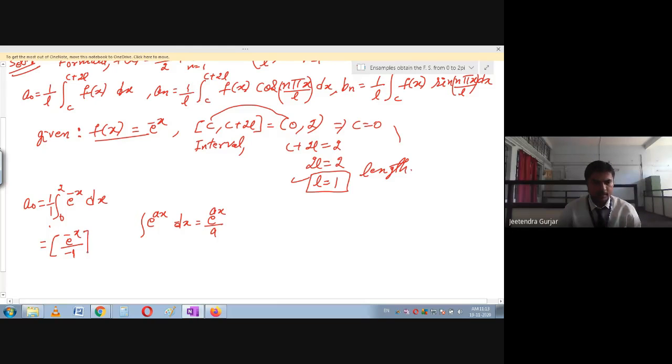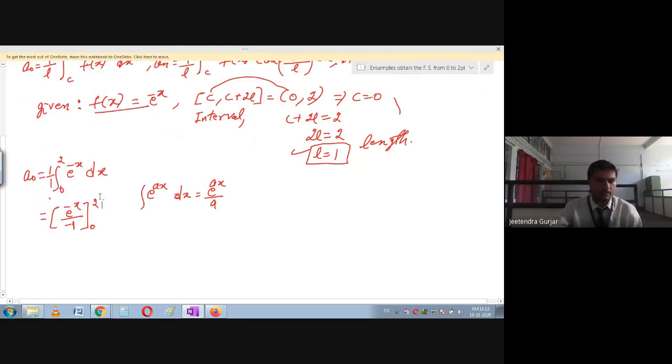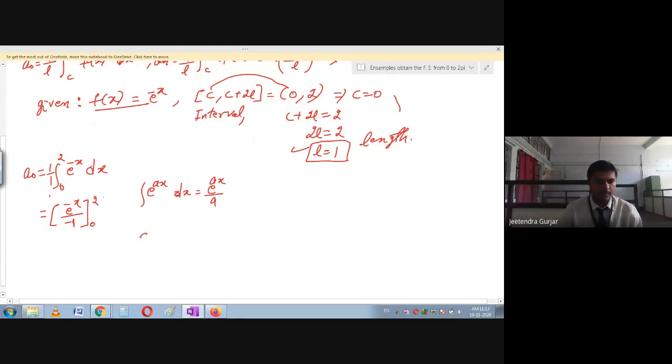Yes, then this integration is from 0 to 2. Okay, now substitute wherever x is there. First we will substitute x is equal to 2, and then we will substitute x is equal to 0. Yes, students, you can try yourself.